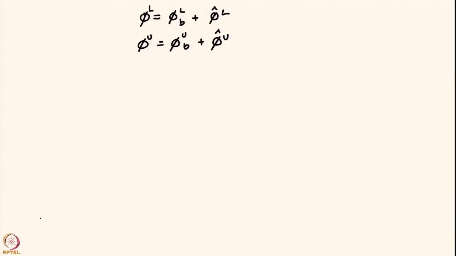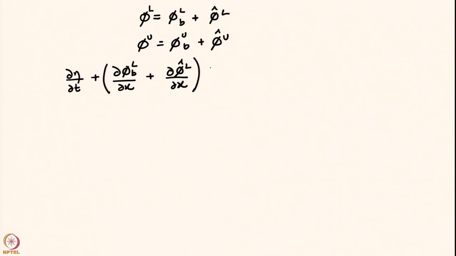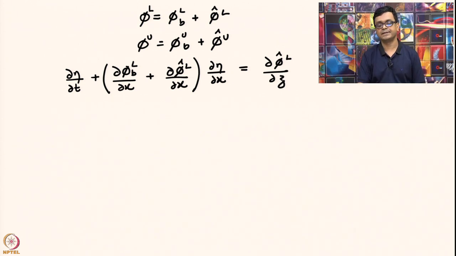So, we will obtain del eta by del t plus del phi b l by del x plus del phi hat l by del x. So, the sum of base plus perturbation into del eta by del x is equal to del phi l by del z. In the right hand side, I am not writing the contribution from the base state because the base state is not a function of z. This is only at the interface coming from below. So, we are in the lower fluid, and so this quantity is not a function of z, it is just a function of x.